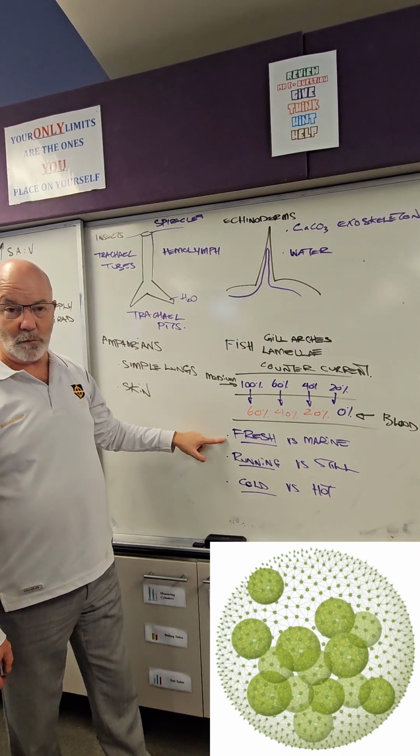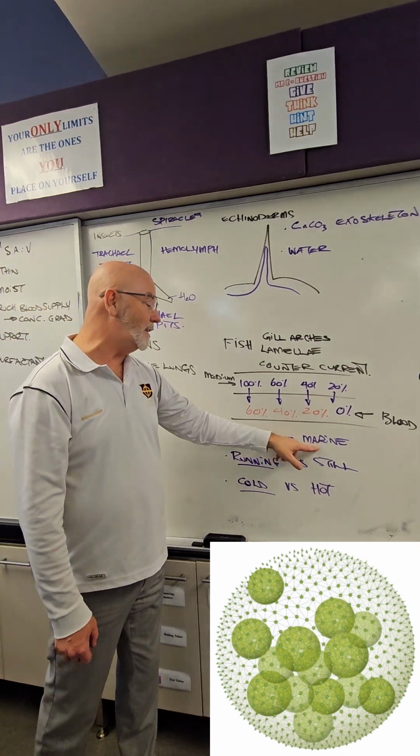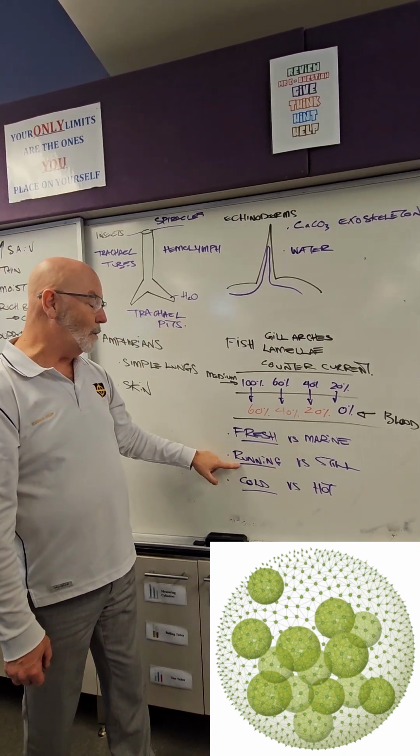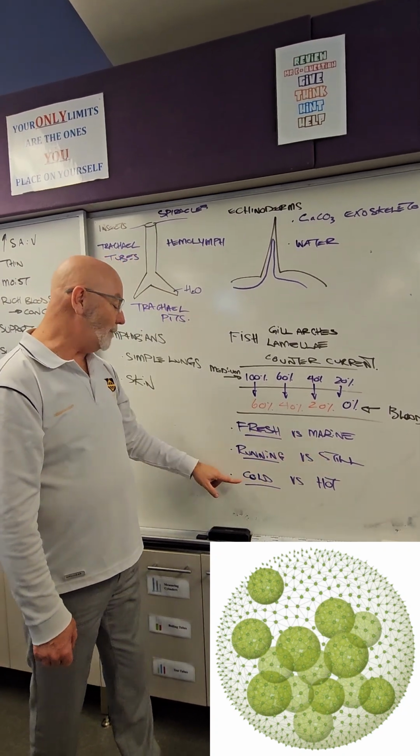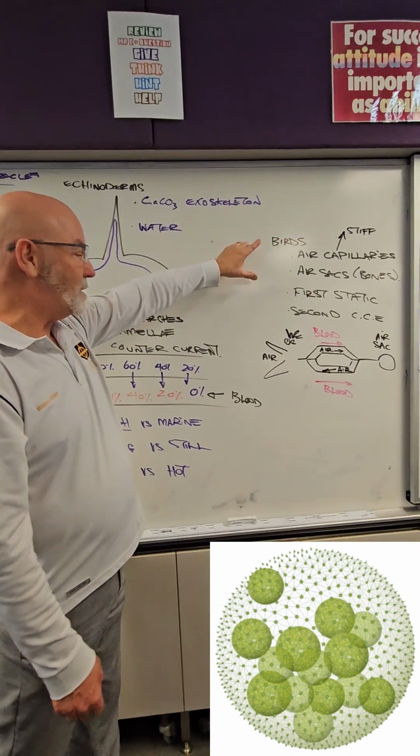The amount of oxygen in the water can vary. Fresh water has more oxygen in it than marine. Running water has more oxygen in it than still water, and cold water has more oxygen in it than hot water. Now, birds use the best of both.